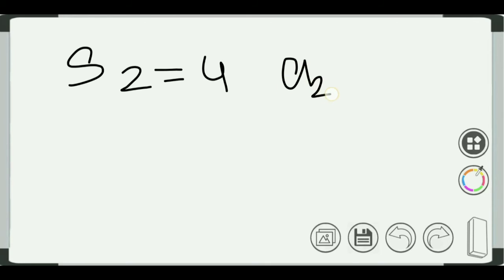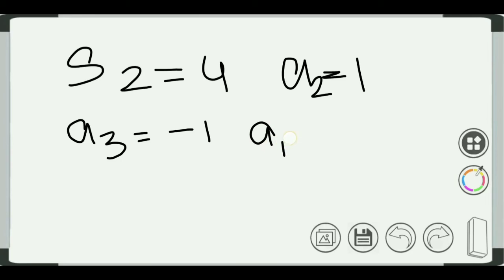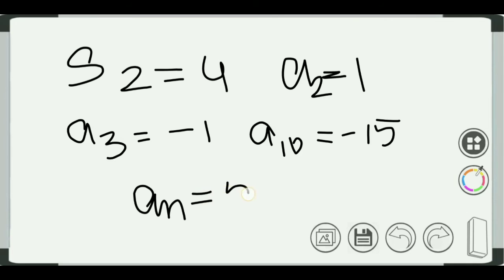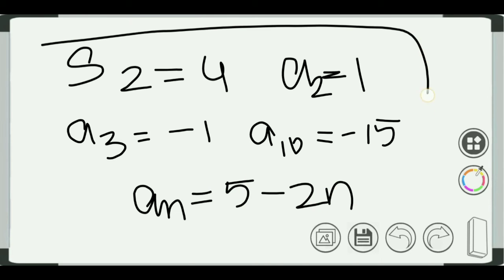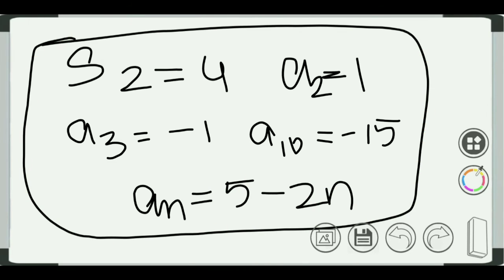Okay, so you can conclude the answer as, hence the sum of first two terms s2 is equal to 4. The sum of two terms we have found. Then they are asking the second term, a2 is equal to 1. Then what else? Third term and 10th term. So the third term a3 is equal to minus 1, a10 is equal to minus 15. And finally the nth term an is equal to 5 minus 2n. And this is the requirement of the question. We have found everything: sum of two terms, second term, third term, 10th term, nth term.